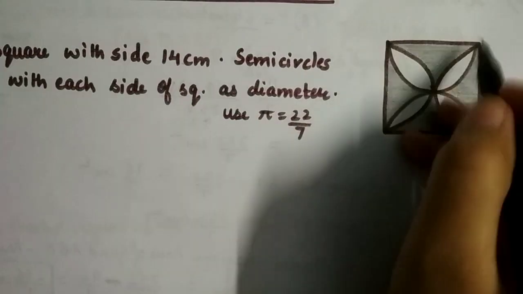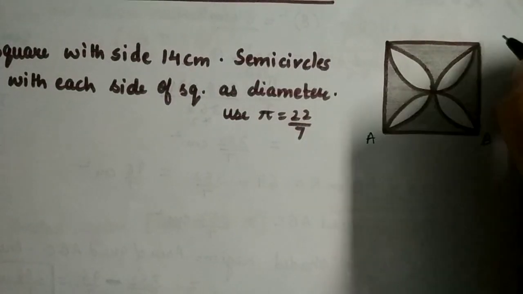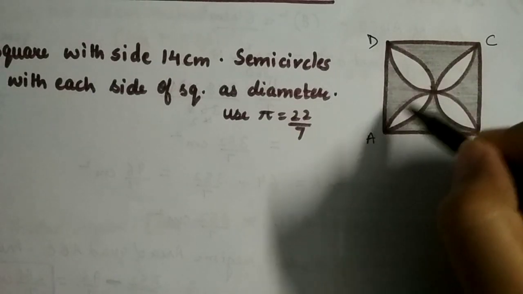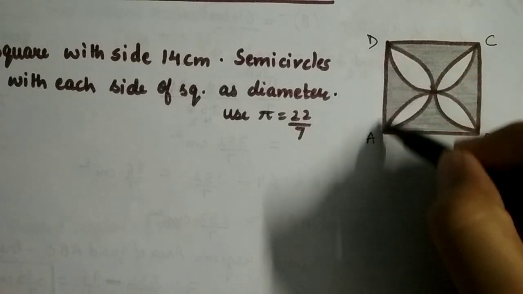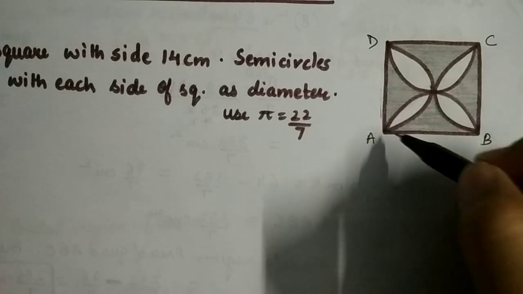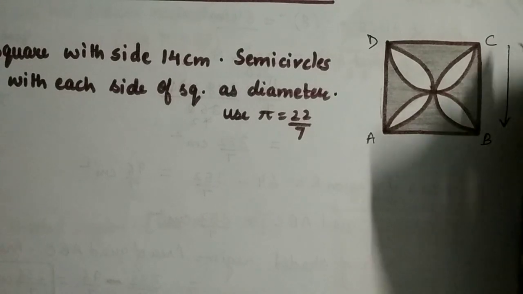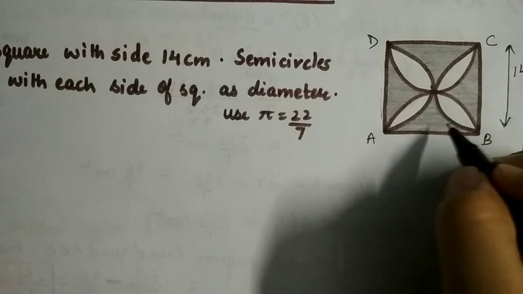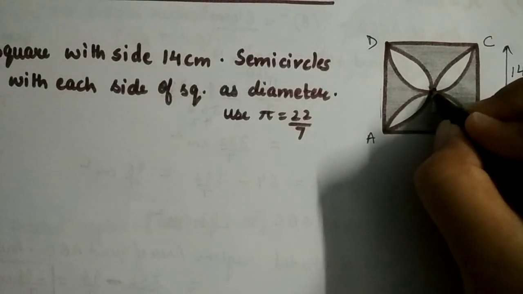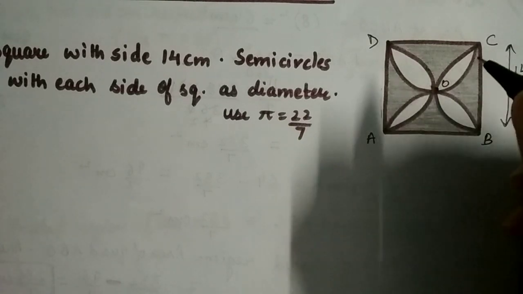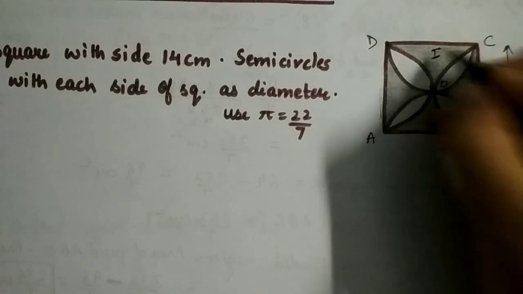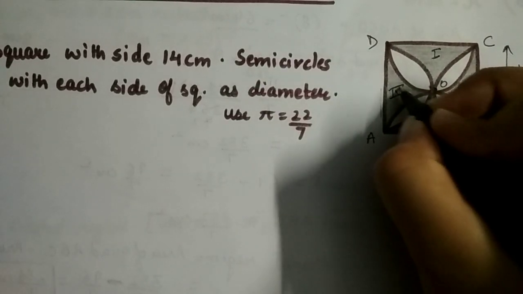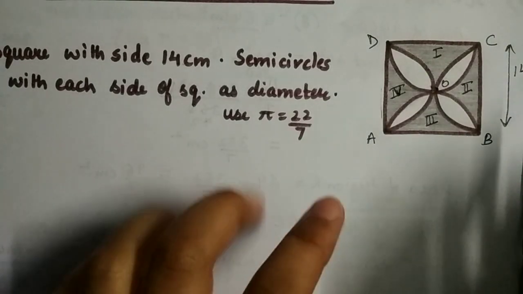Okay, so this is a square ABCD, and semicircles are drawn in the square with the side of the square as the diameter. The side of the square is given to be 14 cm. Now you have to find the area of the shaded region. Let us name this point as O, and these regions as 1, 2, 3 and 4. Now we need to find the area of the shaded region.